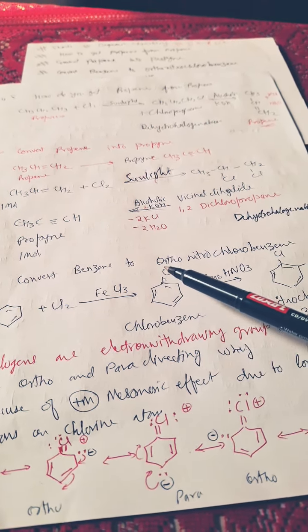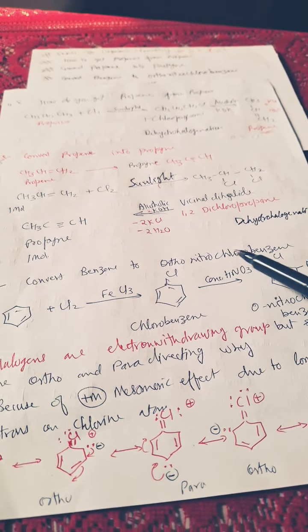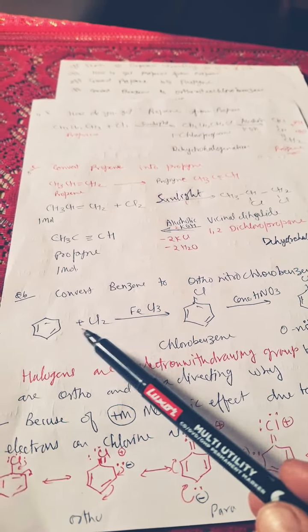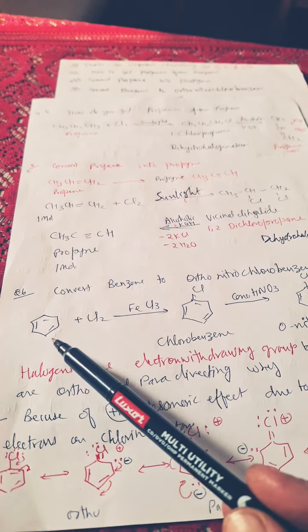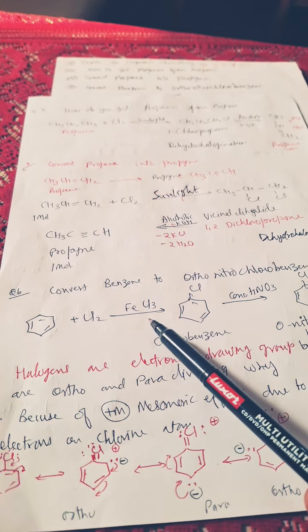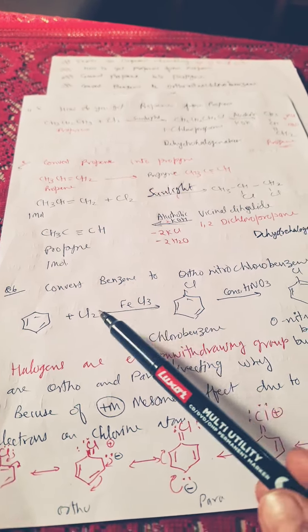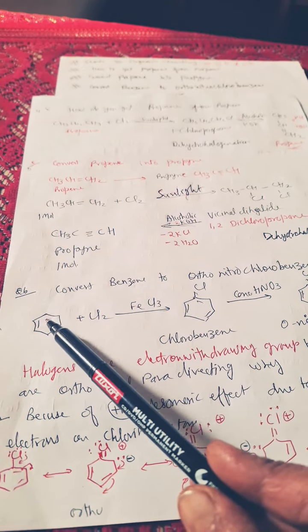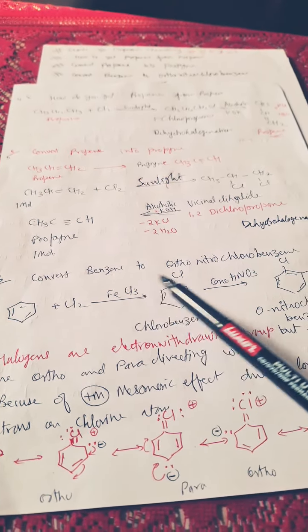Now convert benzene into ortho-nitrochlorobenzene. So first of all, what we have to do, chlorination takes place. This is an electrophilic aromatic substitution reaction. In presence of Lewis acid, this hydrogen is replaced by Cl, the chloronium ion.